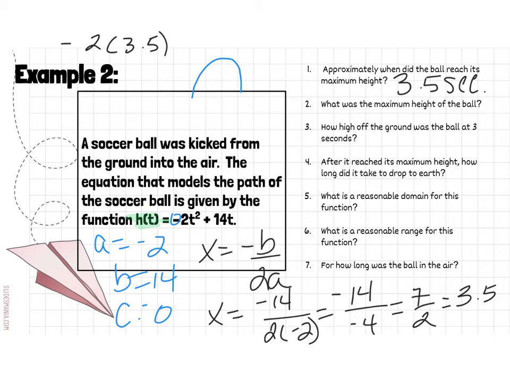Anyhow, t or x doesn't matter. I'm going to put 3.5 in for that, squared, plus 14 times 3.5, and I'm going to grab my calculator here and do that. And I get 24.5. So that means that the soccer ball was, sorry, I forgot to put in feet, 24.5 feet.